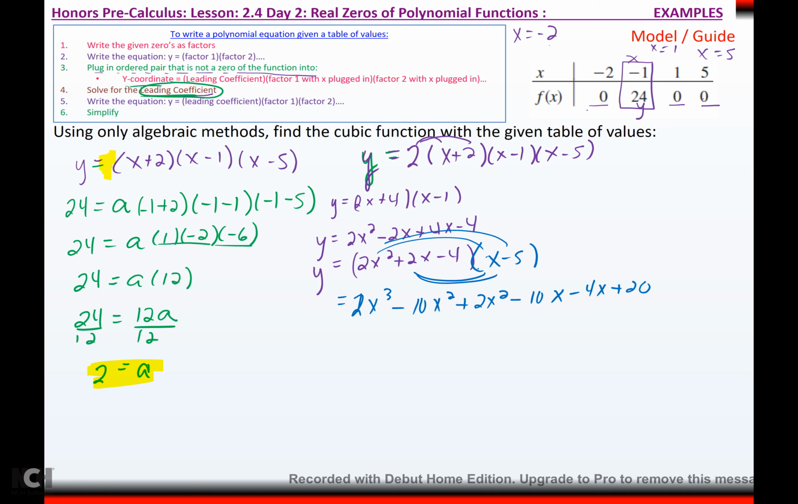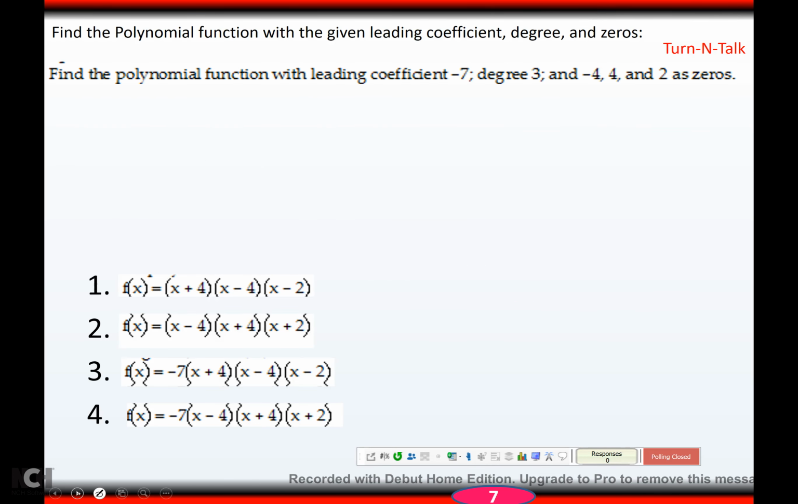I'm just distributing. Combining like terms, no other cubes. Negative 10x squared, positive 2x squared is negative 8x squared. Negative 10x, negative 4x is negative 14x, and positive 20 comes down. And there, my friends, is a function that would match that table of data. Okay? All right, so you try this one. It's like the first one we did. Push pause, come back when you're ready.